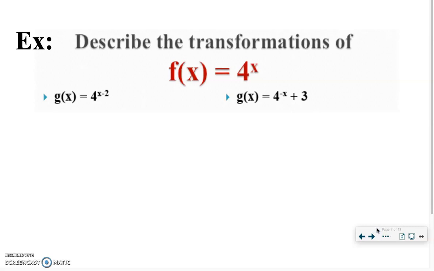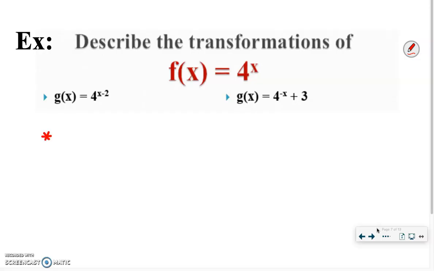All right, so one of the things you're going to be asked to do on your homework assignment tonight, very simple, it's not even asking you to graph them. It's just asking you to describe the transformation. So if our base function is f of x equals 4 to the x, what are we doing with 4 to the x minus 2? What's happening there?